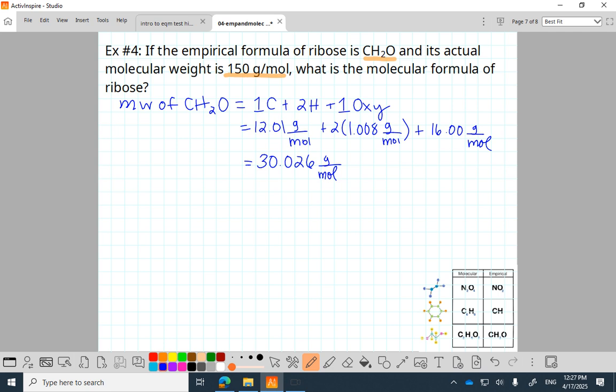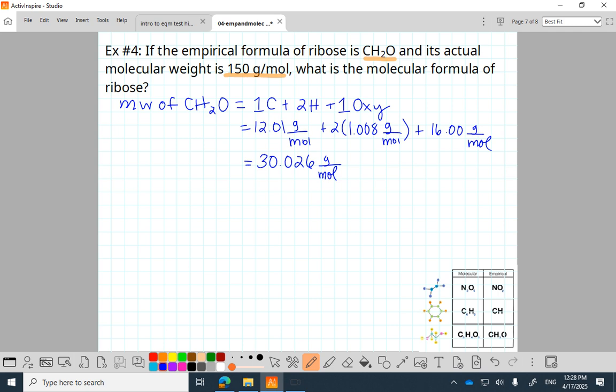So 30 is clearly lighter than 150. Is 30 related to 150 somehow by some whole number? What'd you get? 4.99995. So what would that be? 5. Okay. So some people will want to round now.